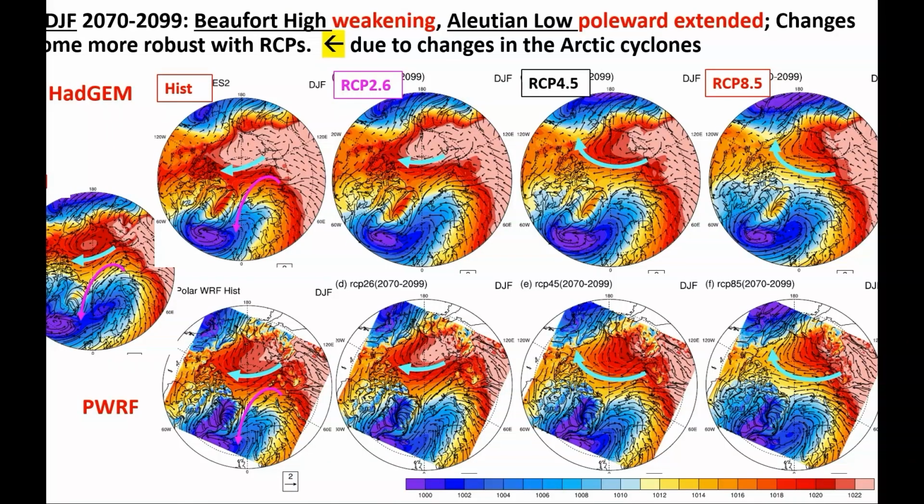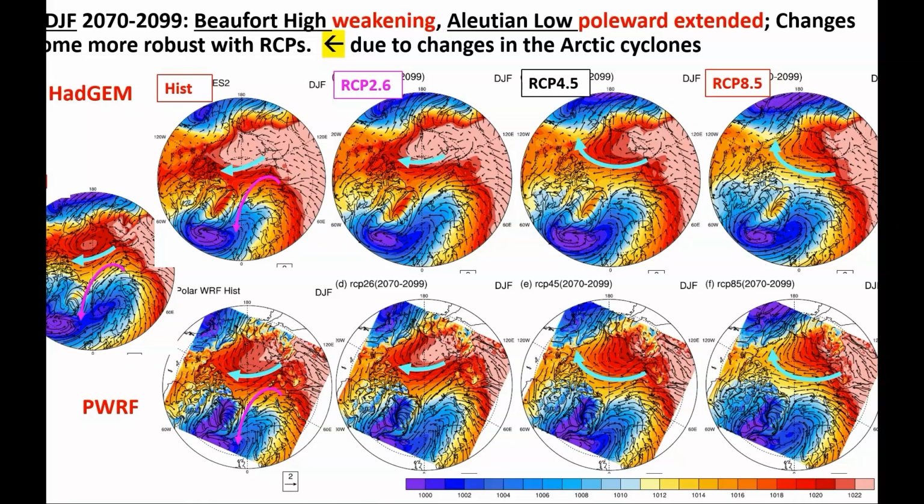This slide shows the climatology mean of winter low pressure and surface wind from the reanalysis data ERA-Interim, the HadGEM Center Earth System Model, and Polar WRF over the historic period and the last 3 decades of the 21st century in RCP 2.6, 4.5, and 8.5.